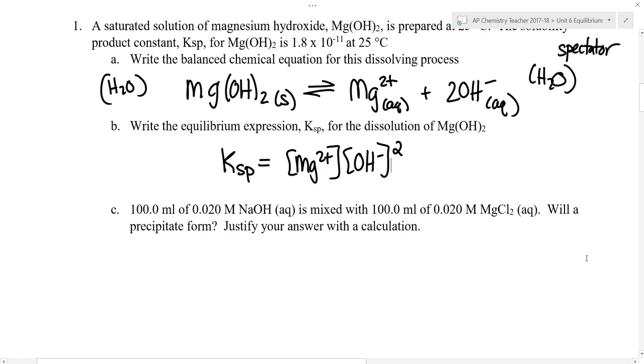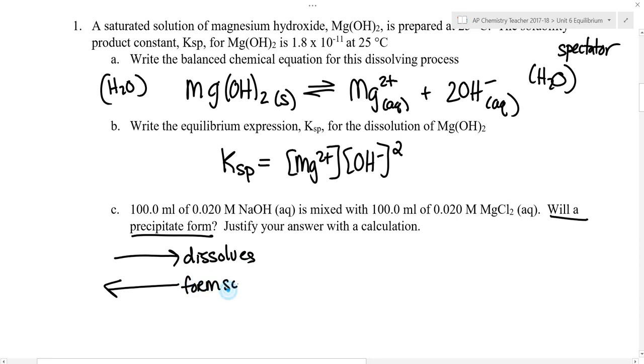Then we've got this problem where I'm adding a certain amount of hydroxide and a certain amount of magnesium. Will a precipitate form? Whenever you see a question like this, it's basically asking which way the reaction is going to proceed. If my reaction proceeds to the right, looking at the chemical equation, that means it's dissolving. If it proceeds to the left, I am forming a solid. That means it precipitates. So if someone asks you to predict which direction a reaction is going to proceed, this would be a good time to calculate Q and compare it to K.